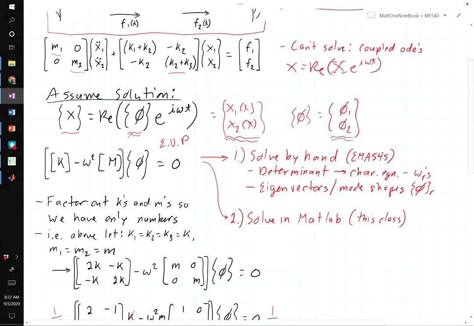And in your vibration class, you probably learned how to solve this by hand. So we would take the determinant of this matrix right here, set that equal to 0. That gives us a polynomial called the characteristic equation that gives us the natural frequencies. And then we would plug back in here those natural frequencies to solve for the vectors phi. They're in the null space of that matrix. Those are the eigenvectors or the mode shapes.